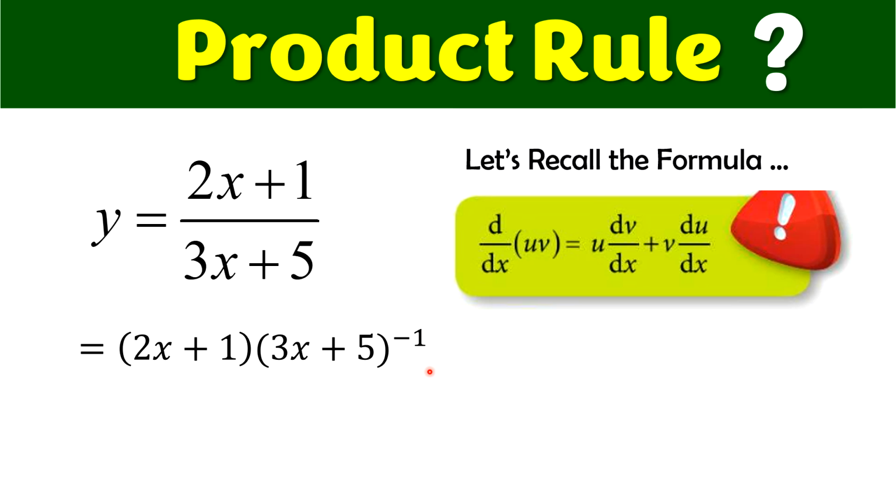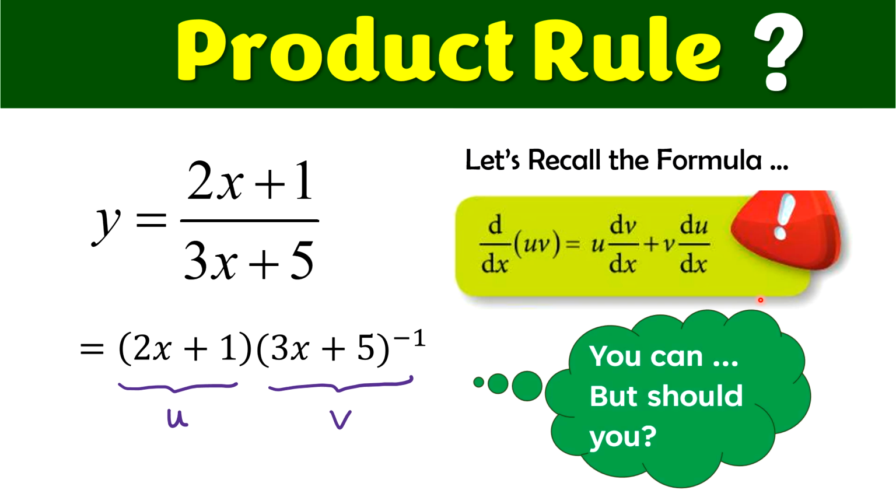negative indices. Now, to do this, all you need to do is define the first function as u and then the second function as v. So once you have this, you are able to apply product rule. But is this really the smartest way?